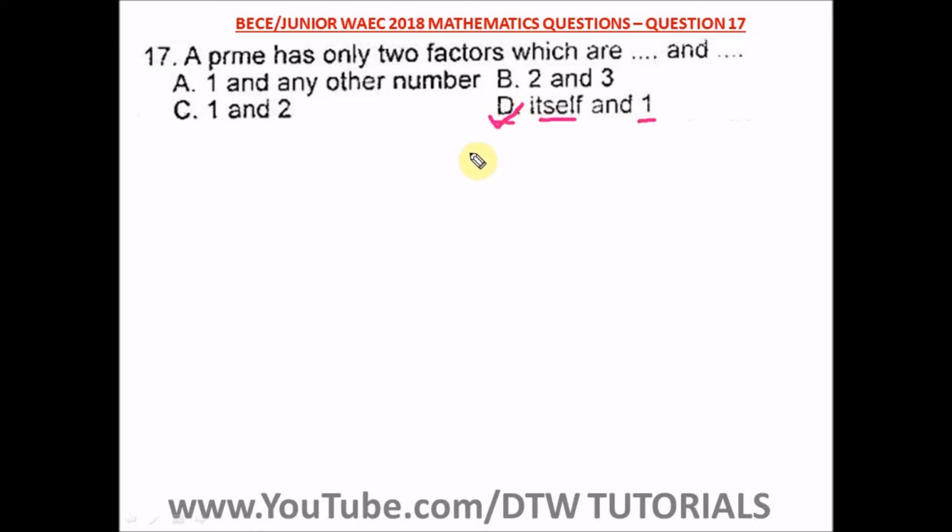A prime number, the only 2 factors of a prime number is what? Itself and 1. That is, it can only be divided by itself and 1. An example of a prime number is what? You have your 5, your 7, okay, your 3. All right, so they can only be divided by themselves and what? 1. Okay, or itself and 1. So D is the right answer.